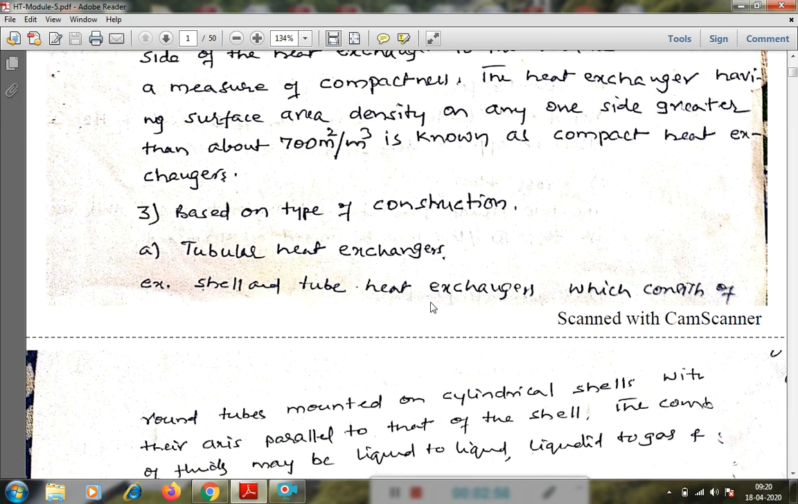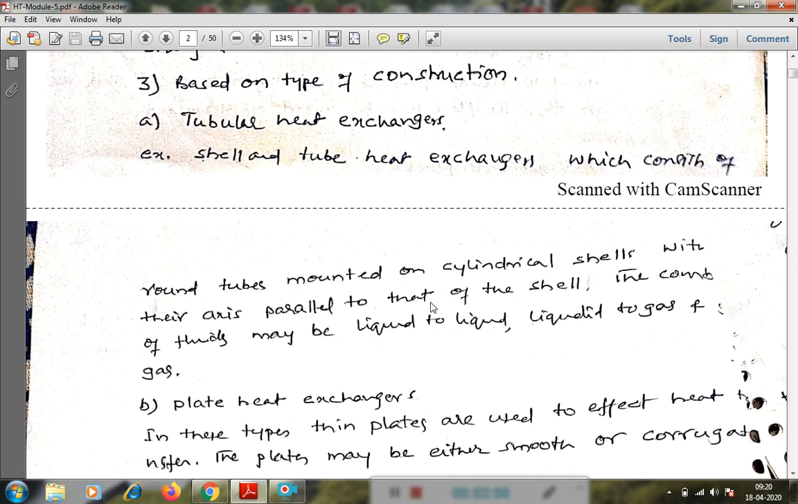Then, based on construction, we consider the tubular heat exchanger. These are also called shell and tube heat exchangers. Here, a shell and tube heat exchanger means one cylindrical shell is used, inside which tubes are passing. One fluid flows through the shell and another fluid flows through the tubes, and that is called a shell and tube heat exchanger.